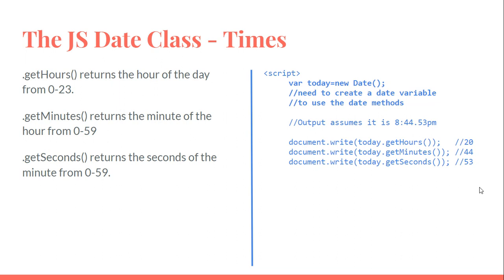The Date class also gives us some times. I can do getHours, which is 0 to 23, military time. I can do getMinutes, 0 to 59, and getSeconds returns 0 to 59. Once again, I still have to write var today = new Date. This variable can be anything that we want, but it has to equal new Date. Assuming that it's 8:44 and 53 seconds, when I do getHours, it's 20 because it's 12 plus 8 for military time. When I do getMinutes, it's 44, and when I do getSeconds, it's 53.